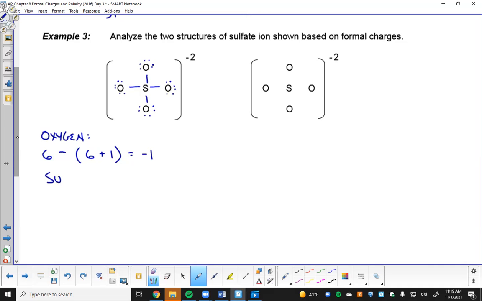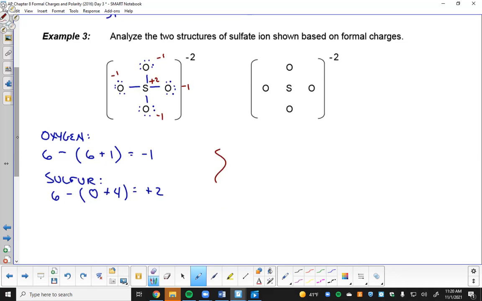And then if we do the sulfur in the middle, usually I just do half the bonding pairs in my head. I would say six valence electrons, zero lone pairs, eight bonding electrons, one half of that would be four. So we're going to get a plus two on that. So negative one, negative one, negative one, negative one, plus two. Add up to negative two, that's good. The negative charge is on the more electronegative element, which is the oxygen, so that's reasonable.